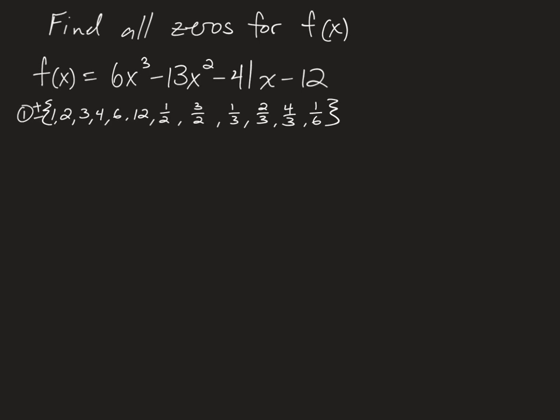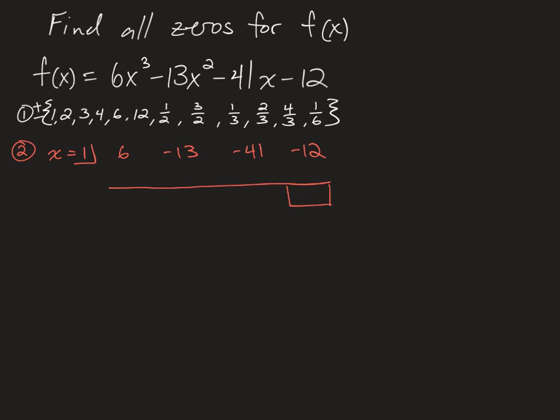So step 2 can take a while, and it is just synthetic division. So I'm going to start with 1. I'm going to pick 1 from this list. I'm going to say x equals 1 when I divide. Just randomly pick it. What do I divide? We divide this function up here, 6x cubed minus 13x squared minus 41x minus 12. So we have the coefficients here, 6, negative 13, negative 41, negative 12. The last number of every synthetic division is going to be the remainder.